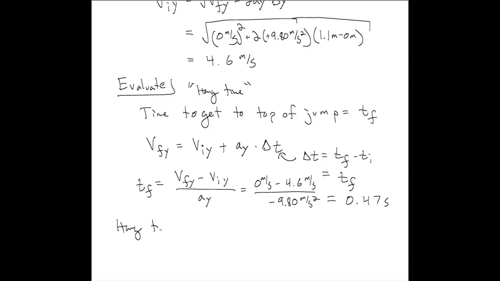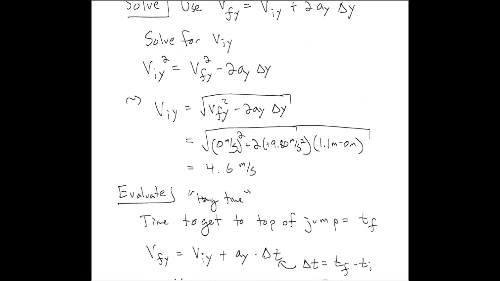Now that's just the time to get to the top. The hang time should really be about twice this. And so the real hang time is of the order of about a second. And that seems right. So it seems like the initial y velocity of somewhere around 4.6 meters per second, which is what we found here, seems like a reasonable result for Spudd Webb jumping up to a height of about 1.1 meters.